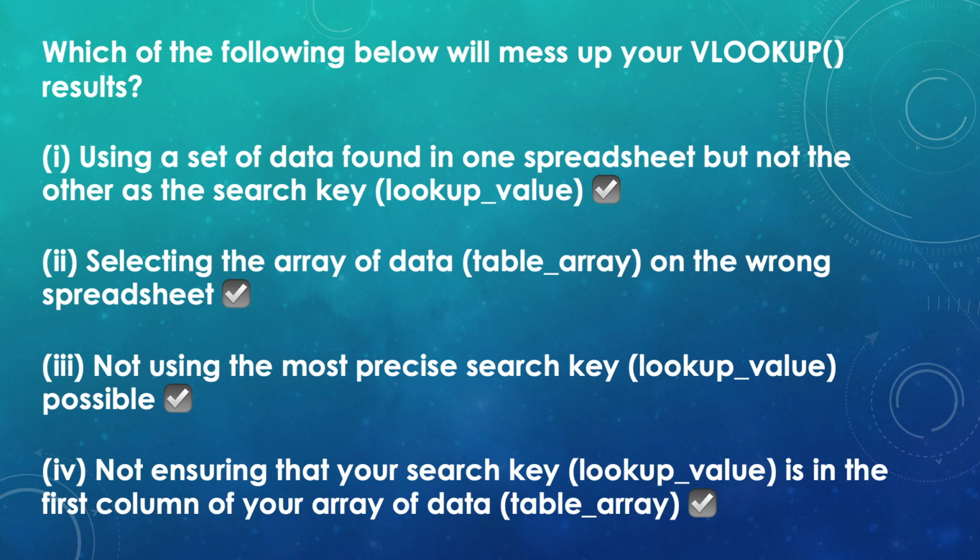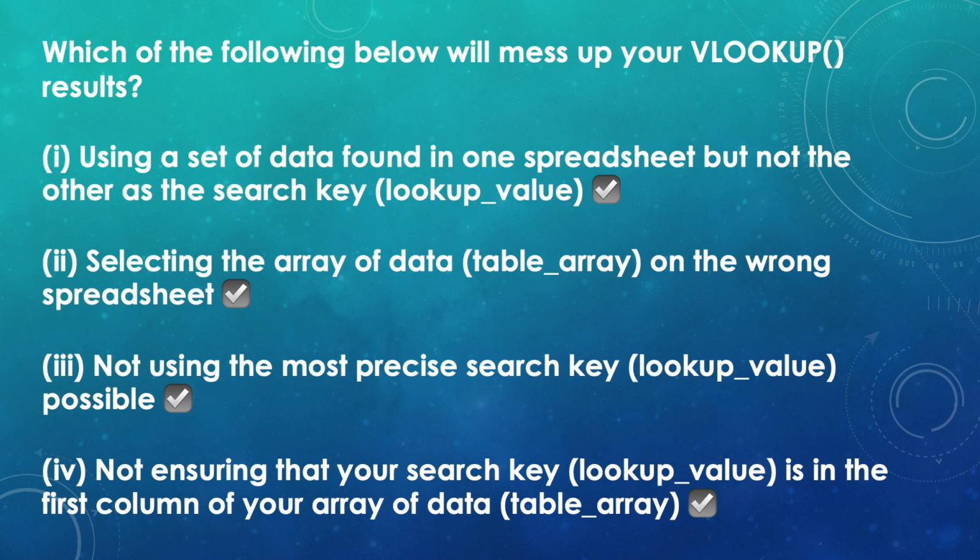Alright, statement 3 says not using the most precise lookup search key or lookup value possible. Now why is this important? It's because sometimes you'll get information where you have multiple possible matches. For example, 2 students will share the same name. What happens if you use an imprecise search key? You'll get back the same result for both students, even if they perhaps had different information. So for example, if you use metric number or NRIC, then that is more precise than the name, right? With names you get duplicates. With metric number, NRIC is unique to that individual, so it is more precise, the match will be correct.